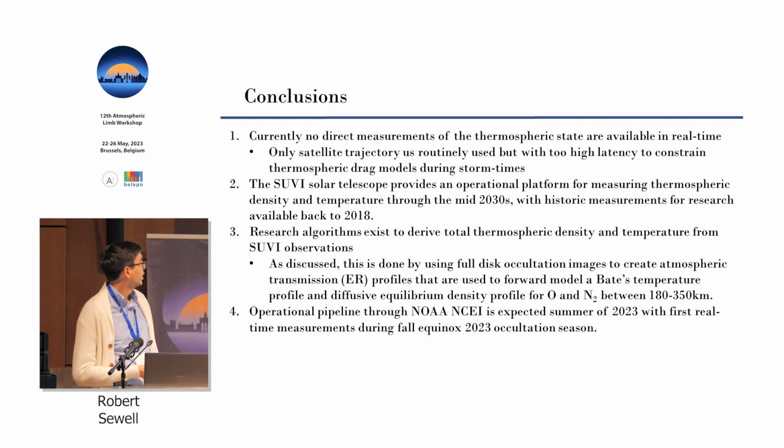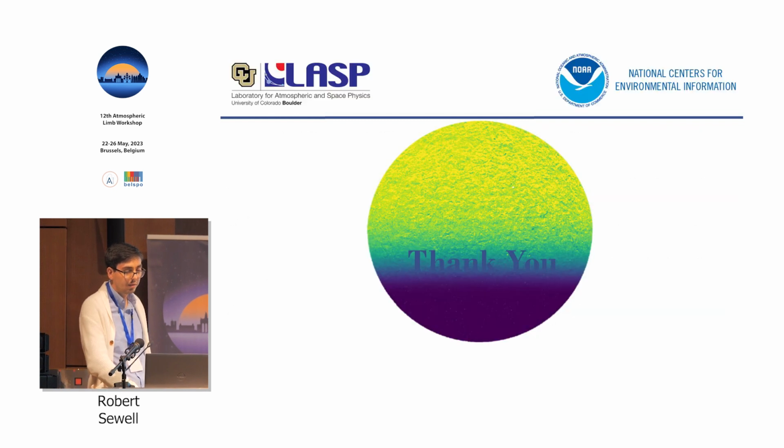And here are my conclusions. As we've talked about, there are no real-time measurements of the thermospheric state. What we're trying to do is change that using SUVI solar occultations. These measurements will date back to 2018 when the GOES-R series satellites first came online and should be available through the mid-2030s for real-time use. We've discussed the algorithms. I won't go more into that, but this pipeline should be available this summer with real-time data happening in fall of 2023.